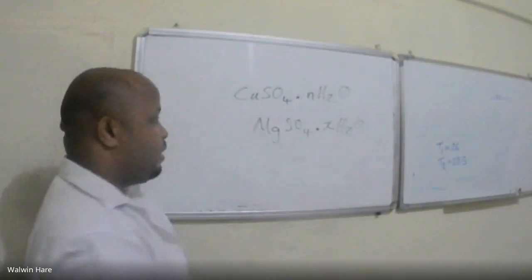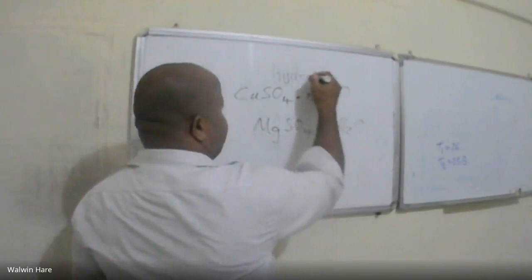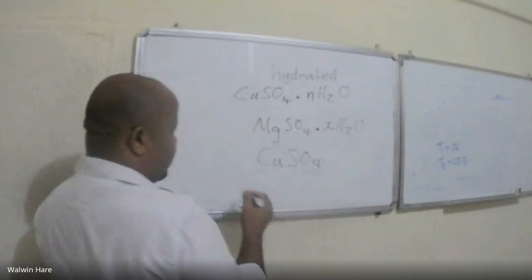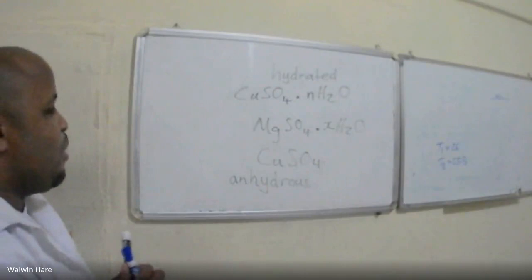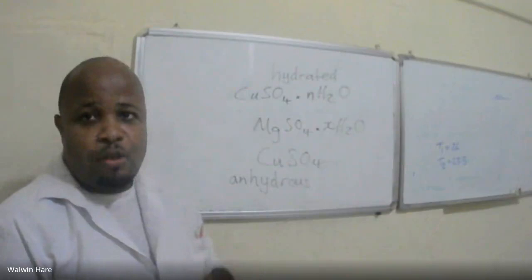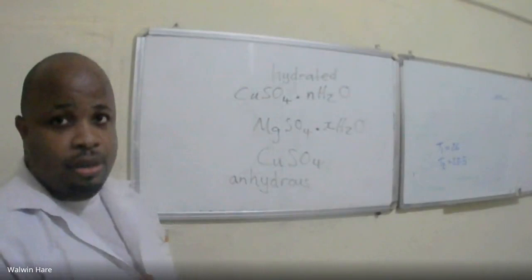When the salt has water present in it, that is called a hydrated salt, all right? So when the water is present, it is hydrated. When the water is absent, so just CuSO4, that salt is anhydrous. So when you see the term hydrated, it means water is present. In the question, if you see anhydrous, it means water is absent. So with this technique, all we're going to do is get a sample of the hydrated salt and weigh it. Then you're going to heat it until all the water is removed.